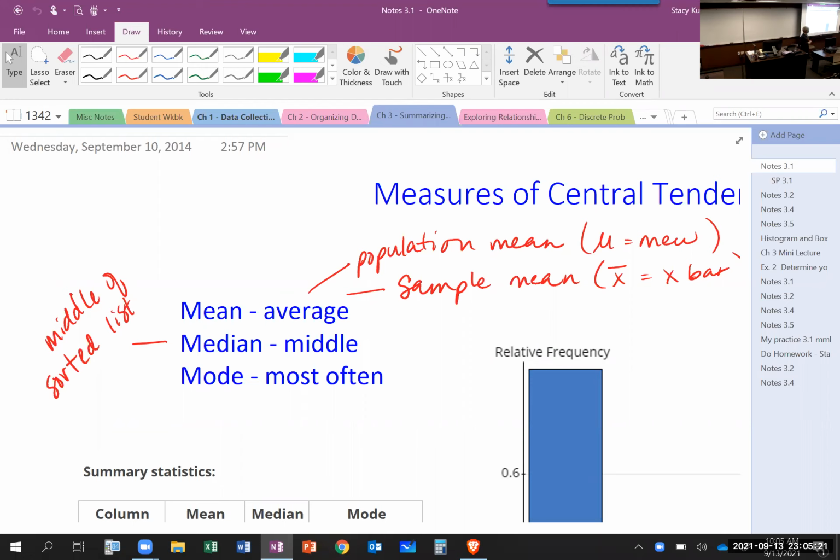The mean is our average. We've always called it the average, but in statistics it's termed the mean. We have the median, which would be considered the middle. And then we have the mode, which is what we think of when we talk about something that's used most often.